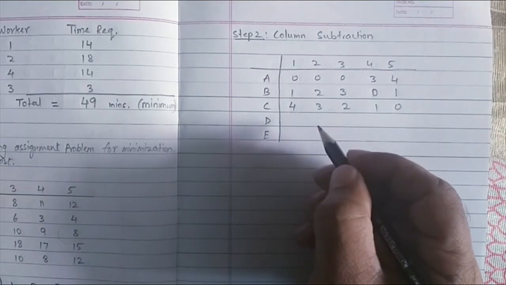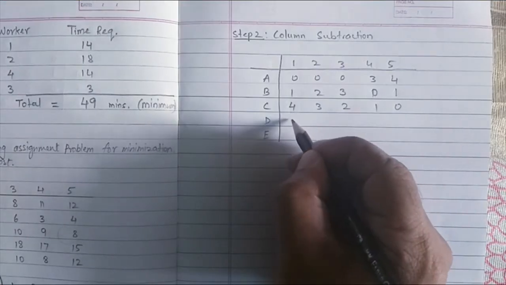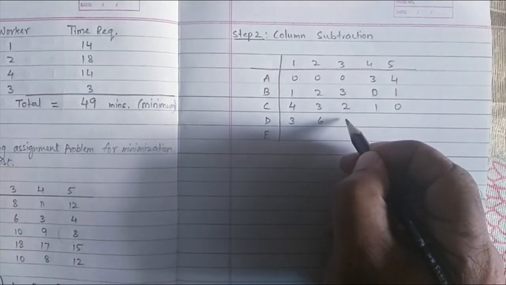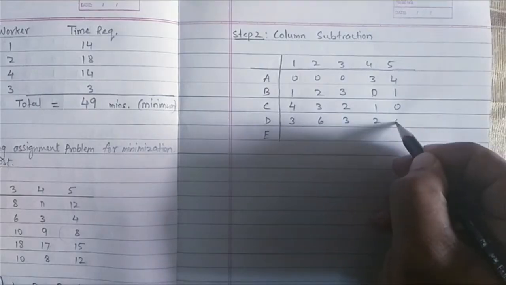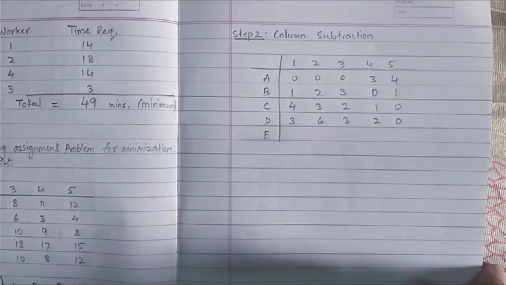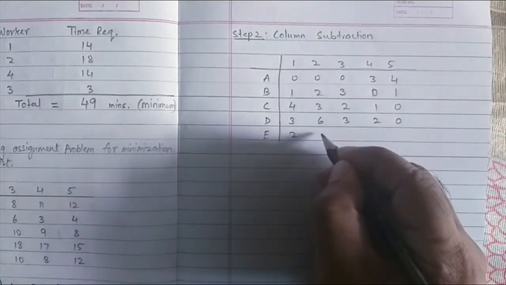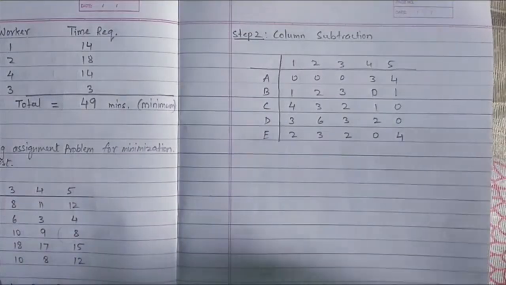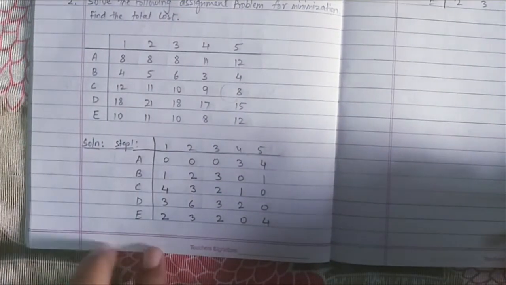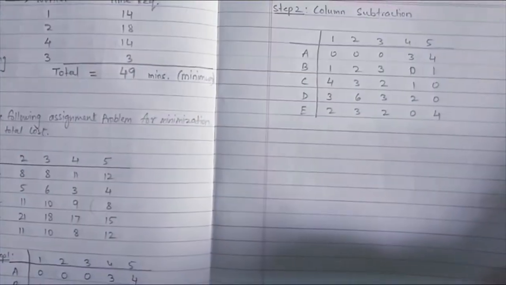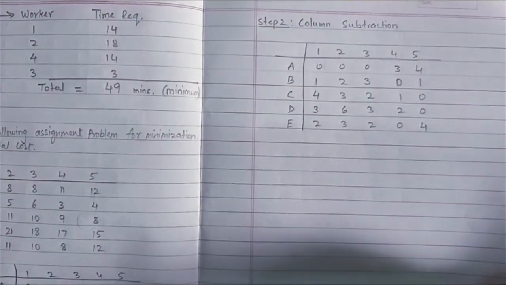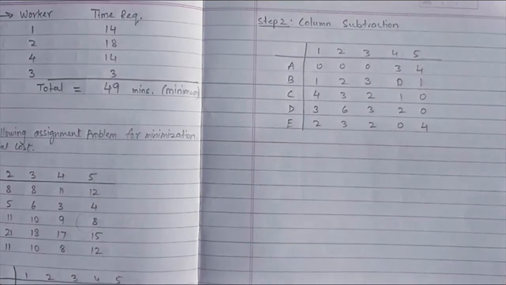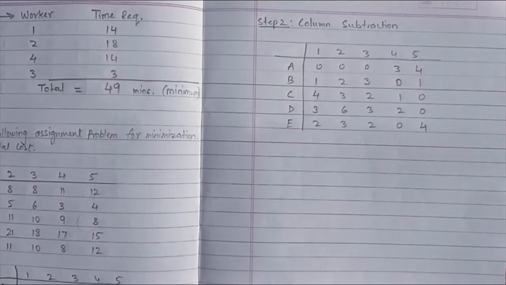Fine. So we have now the next one as 3, 6, 3, 2 and a 0. And the last one 2, 3, 2, 0 and 4. You can just check it again. So 3 zeros, 3, 4, 3 zeros, 3, 4 and 0, 1. Fine. So this is my second step where we have done the column subtraction, and because each column had a 0 in it, there's hardly any change.